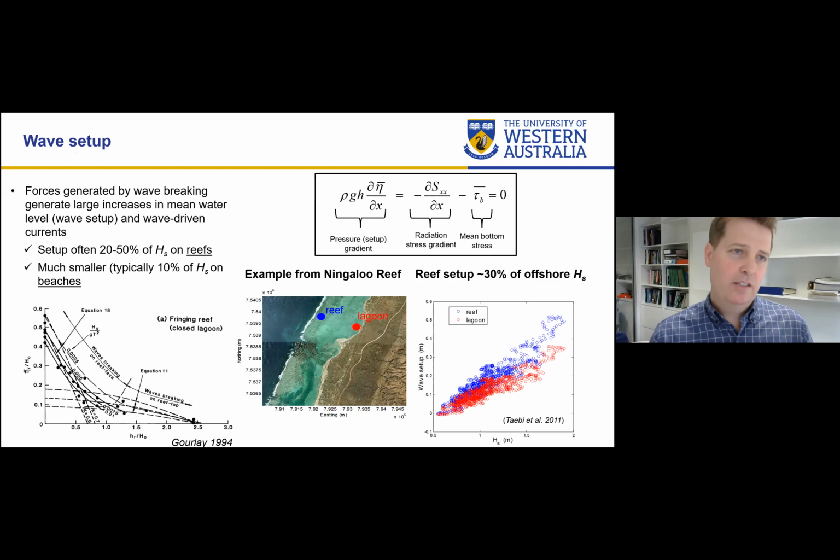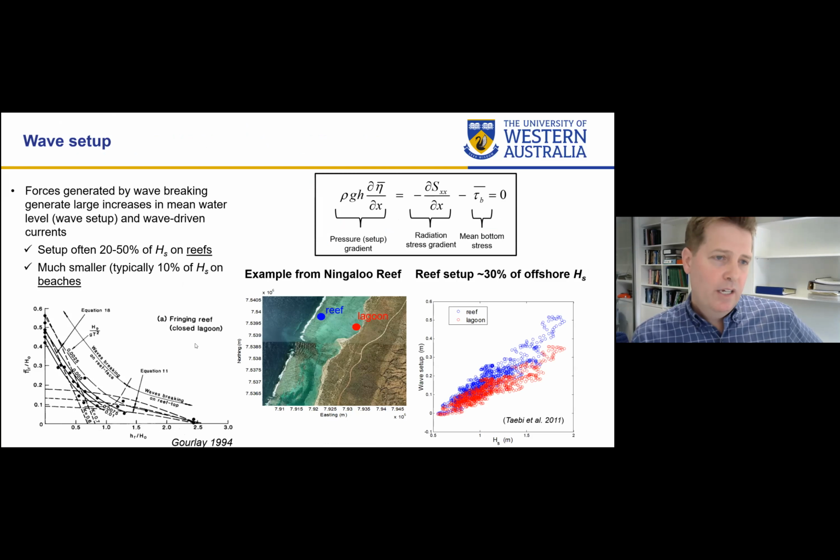So that's one interesting aspect. The other aspect is how wave setup generation occurs on reefs. What's commonly observed is we can get really large increases of mean water levels on reefs, depending on the depth and the slope of those reefs.